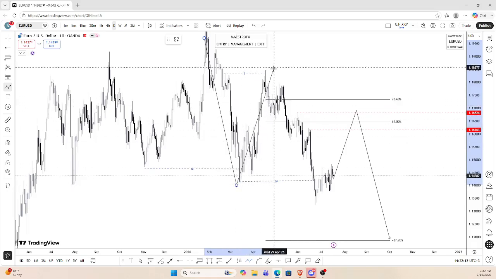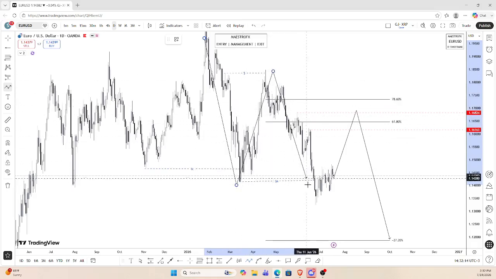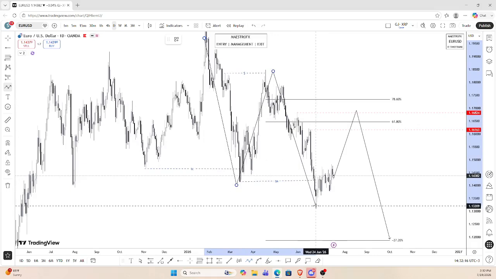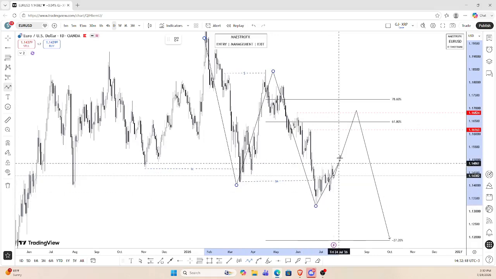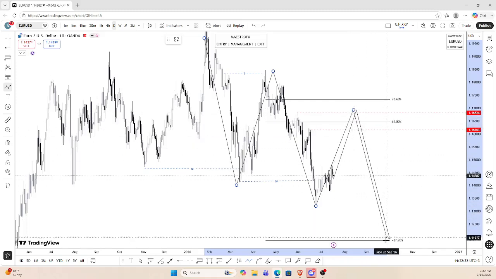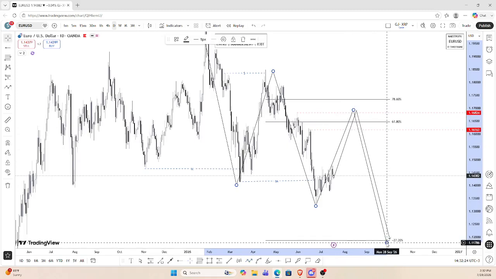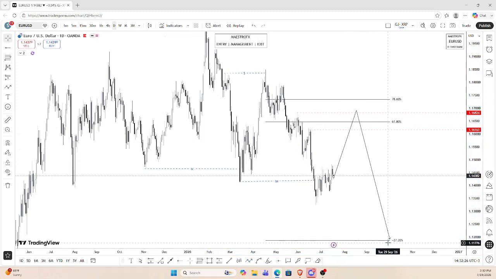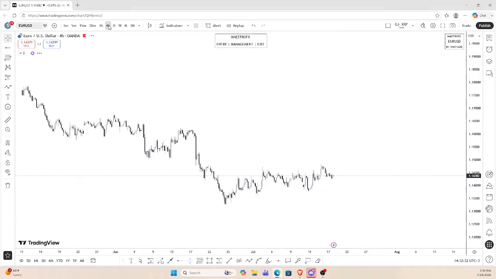We got a correction to premium levels, continuation with the bearish structure, and now we are in a correction phase before we continue with the bearish phase, okay? And so that's my analysis on the euro dollar on the daily time frame.